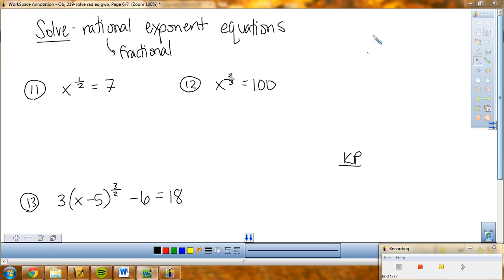So a quick reminder, the denominator actually becomes your index, and the numerator becomes the power, or the exponent. So something like x to the 1/2, we could change to be the square root. Remember, our denominator is the index, and we don't write the 2, but the square root of x to the first power equals 7. Right?